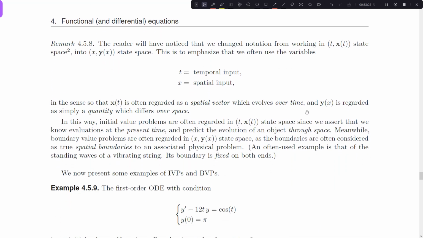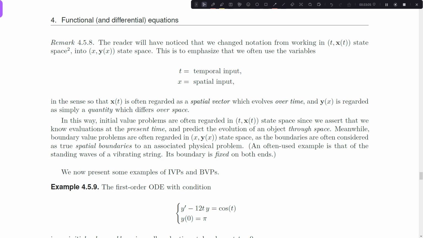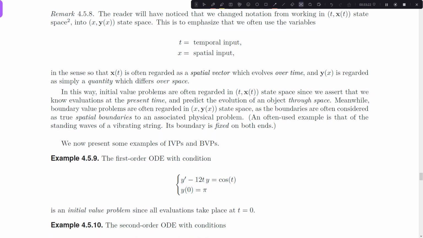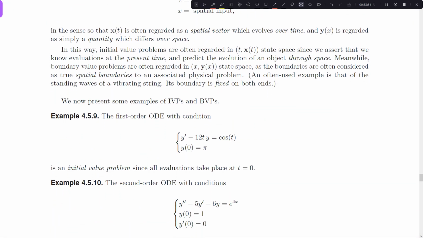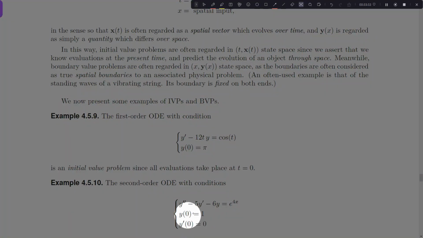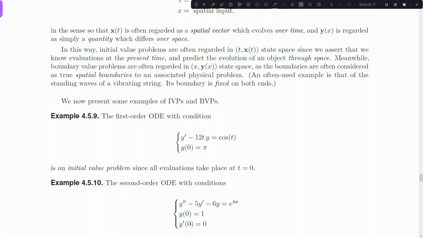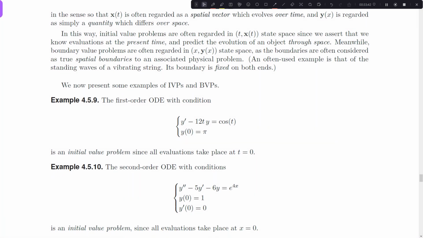Okay, so let's look at some examples. Here's a first order ODE, and it has one condition. And the nice thing about first order ODEs with only one condition means that they're always evaluated at exactly the same place. So this is automatically an initial value problem because all evaluations take place at the same time. There's only one, so it takes place at the same time. All right, and then if we look at this one, both evaluation conditions, y at 0 is 1 and y prime at 0 is 0, both take place at t equals 0. And so we still have an initial value problem.